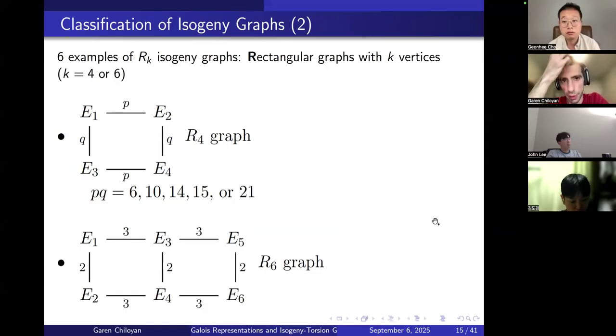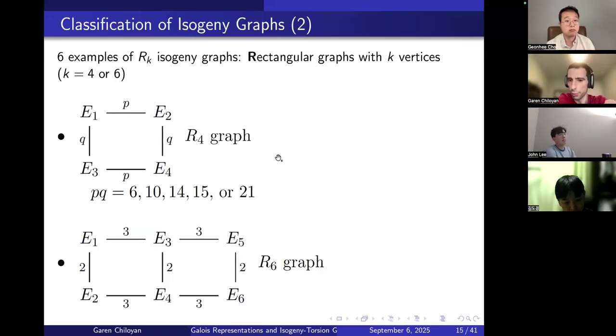Are there any other types of isogeny graphs? Well, yes, there are rectangular isogeny graphs. I call them R_K, R being rectangular, K being the number of vertices. There can be only 4 or 6 vertices. In the case that you have an R4 graph, you have a square-shaped graph. You have E1, E2, E3, and E4. They're connected by p-isogenies here and q-isogenies here. What can p and q be? Well, the product can be 6, 10, 14, 15, or 21. So 2 and 3, or 2 and 5, or 2 and 7, 3 and 5, or 3 and 7.